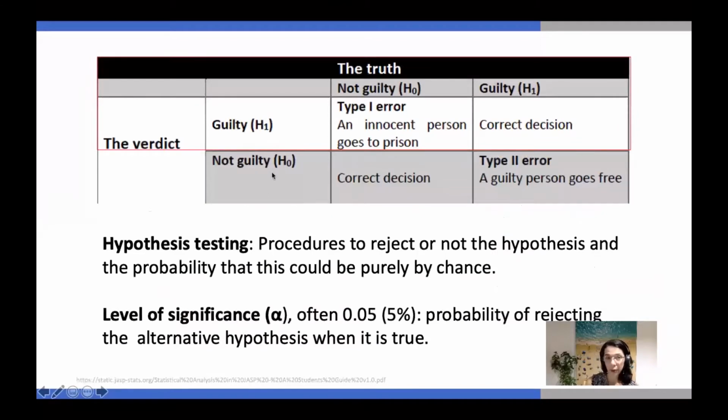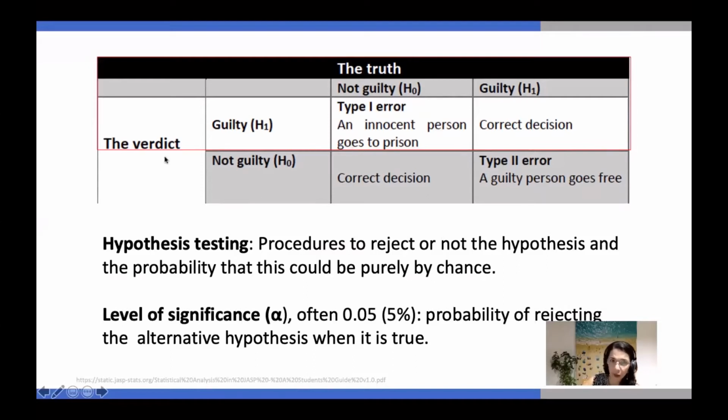Now that we talked about variables, we'll briefly review hypothesis testing. These are the procedures that we use to reject or not the hypothesis, and the probability that this could be purely by chance. So let's say we have to decide if a person is guilty or not guilty of a crime. In the first example, the truth is that the person is not guilty, and this is our null hypothesis, or H0. Then our verdict is that the person is guilty. So in this case, we should not have rejected the null hypothesis, but we rejected it. So we incur a type 1 error, and an innocent person goes to prison.